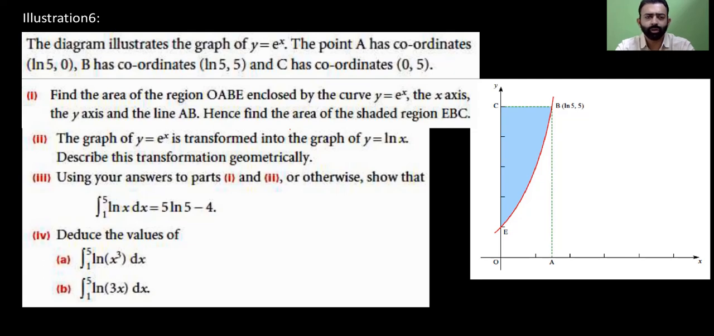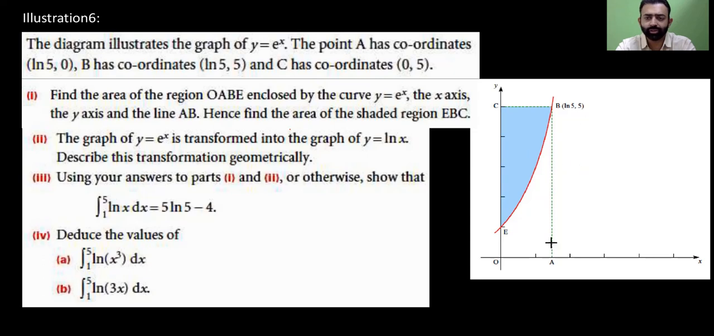So we were doing this question, illustration number 6, in which we have to find out the area of the shaded region OABE, and hence we have to find out the shaded region. So first finding the area of this OABE, then after that the area of this shaded region.